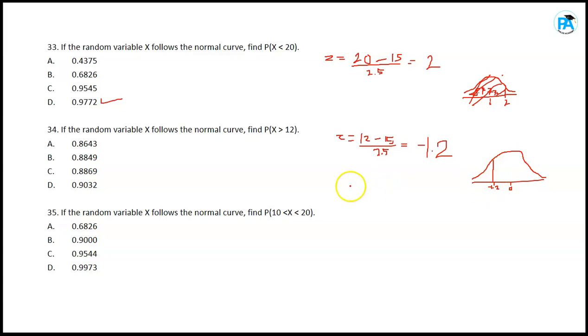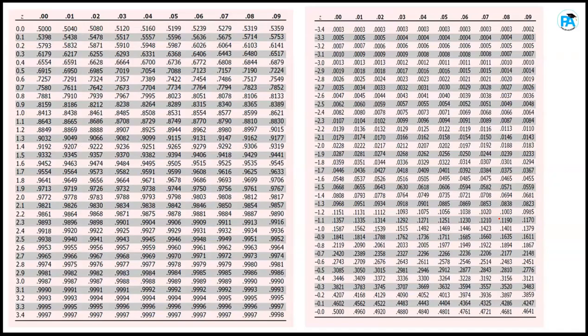Now, the question says greater than 1.2, so this is less than, this is greater than. So this side is greater than. Meaning we should find this side. Are you with me? So let's go and look for negative 1.2. Negative 1.2 gives us what?